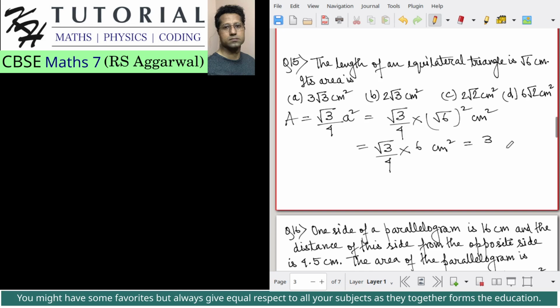Its area is 3 root 3 divided by 2 centimeter square. The length of an equilateral triangle is, it is coming 3 by 2 square root of 3 centimeter square, but there is no choice as 3 by 2 square root of 3. I will quickly check whether I have copied the question correctly or not.